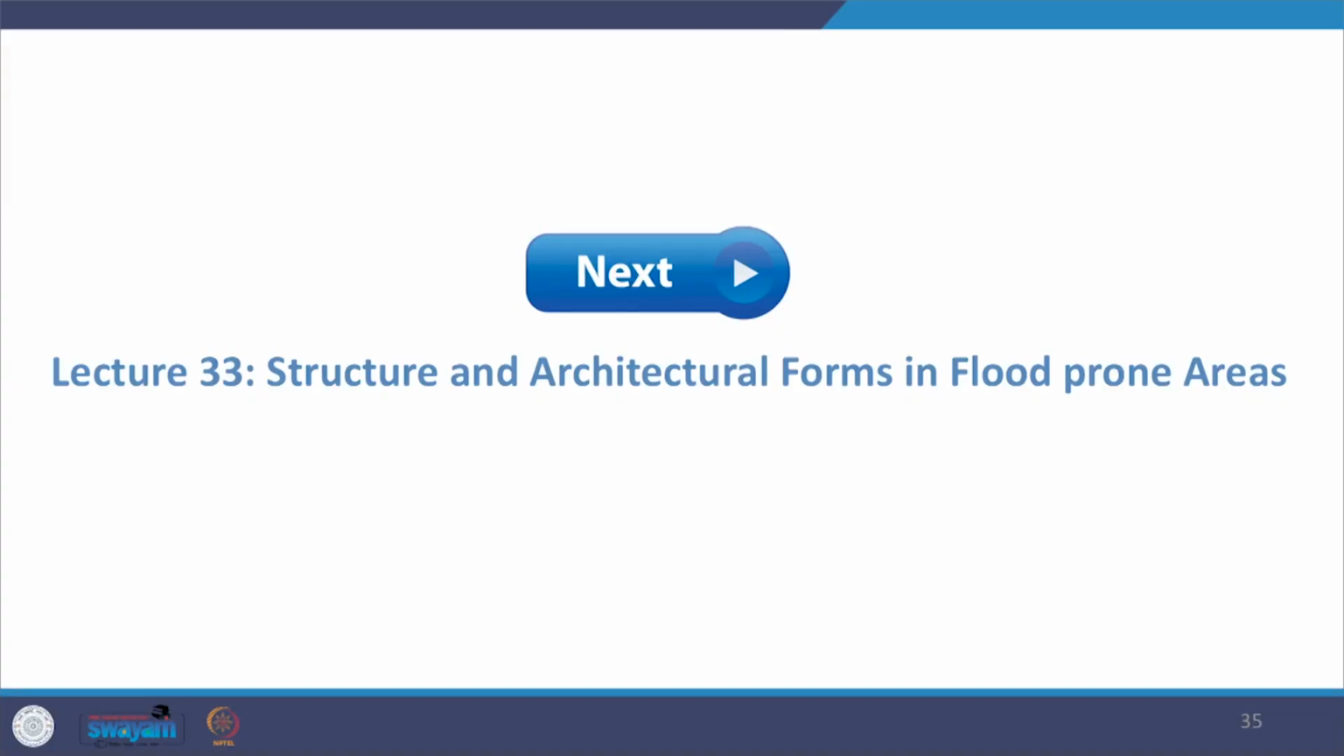And with that we will move forward to the topic of structure and architectural form in flood prone areas. We have covered the wind prone area, and currently we have just discussed the earthquake prone area, and now we will be discussing the flood prone area in the next lecture.